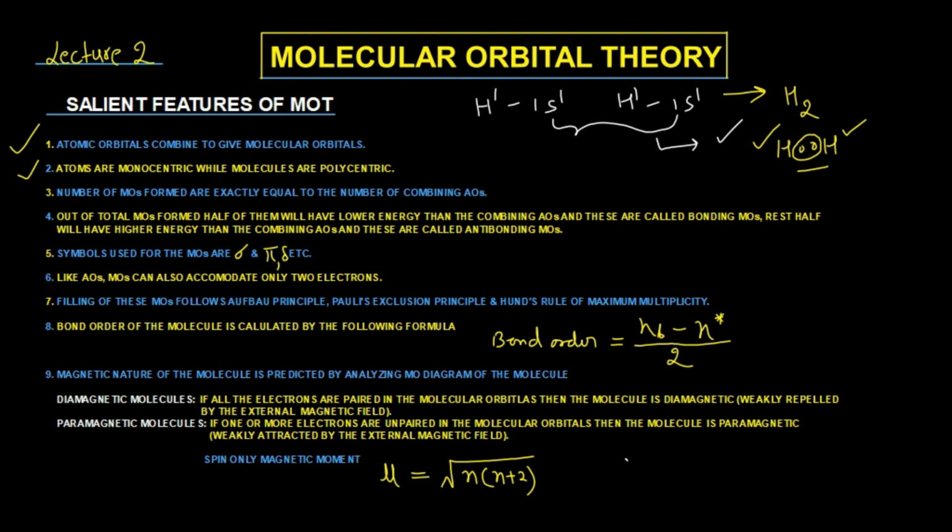For example, this is your hydrogen atom, with the 1s atomic orbital of this hydrogen atom and the 1s atomic orbital of this hydrogen atom. That means you are combining 2 atomic orbitals, so they will produce 2 molecular orbitals. Similarly, if you are combining 4 atomic orbitals together, it will produce 4 molecular orbitals, and so on and so forth, right? So the third point is also clear: the number of molecular orbitals formed is exactly equal to the number of atomic orbitals.